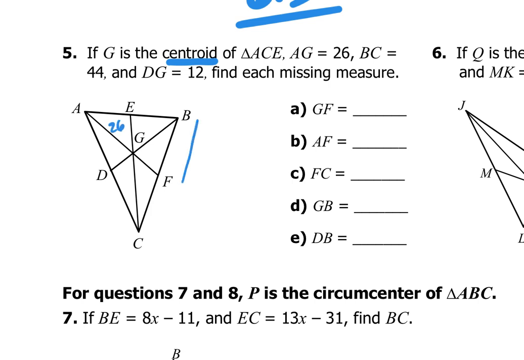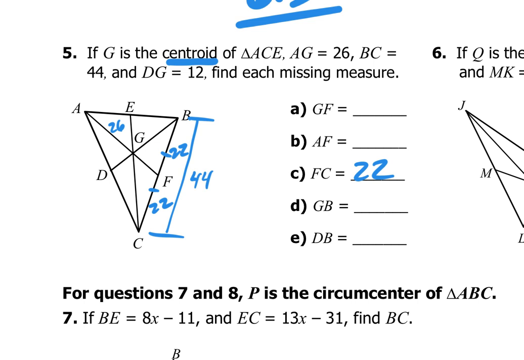BC is 44. Anytime it gives me a long length like that, I just like to show the whole thing so I don't get confused and think it's like half of it or something. So if that whole thing is 44, then what would FC and FB be? Okay, be half of that, because the centroid is going to split those in half. Okay, so we know now what FC is, 22.